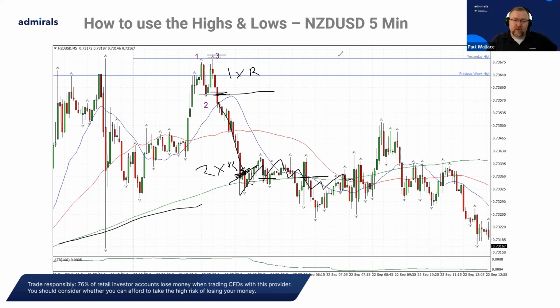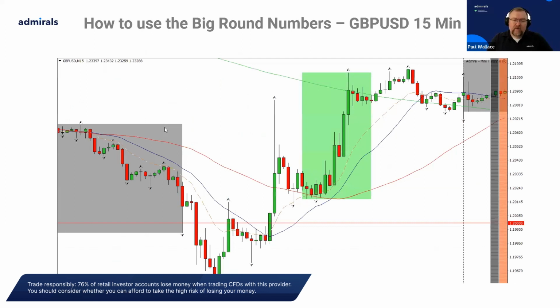So that's just one little example. I've got one or two other examples, and then I want to switch across to the live charts themselves. I want to show the different types of double tops and double bottoms, and how price can react.